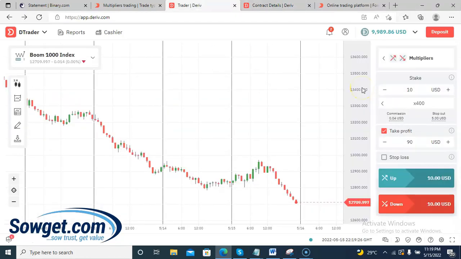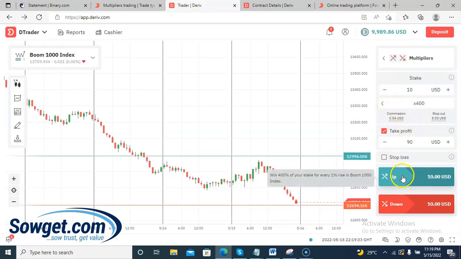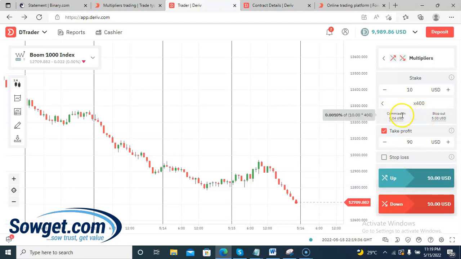So let me just show you other areas that it will be good for you to know about on the platform. Before you enter a trade on Deriv, there is a commission that you pay for every trade, and the commission is already calculated based on the multiplier you are using. So let's say I want to enter a trade now. I have already staked $10 and multiplier times 400. So the system automatically calculates that I'll pay a commission of 0.04 US dollar. It's like the spread.